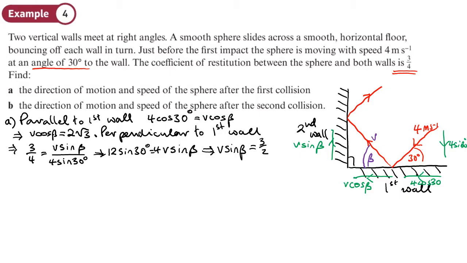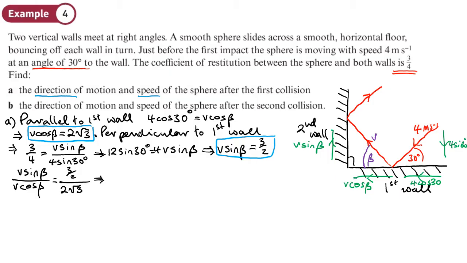Right, so let's just take stock of what we've done. I've used the parallel and perpendicular components to come up with these two equations. I'm trying to find the direction and the speed, so I need to find beta and I need to find v. So now I'm going to solve these two equations simultaneously. For example, I could do v sine beta over v cos beta. That gives me tan beta, and that will equal 3/2 over 2 root 3.